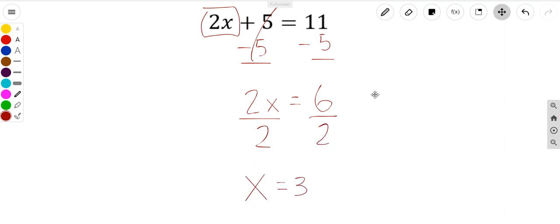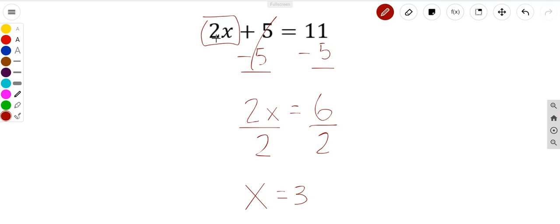Just to reiterate, what we did is we looked and saw, okay, 2x, we'll save that for the end. But I noticed there's a plus 5 that I want to get rid of from that same side with the variable. We do the opposite operation. That was step 1. Then I saw, okay, we have a 2 attached to our x. Now we want to deal with that. We don't care about what 2x is. We want x by itself. Here's step 2. We divide by 2. And then we get our answer.